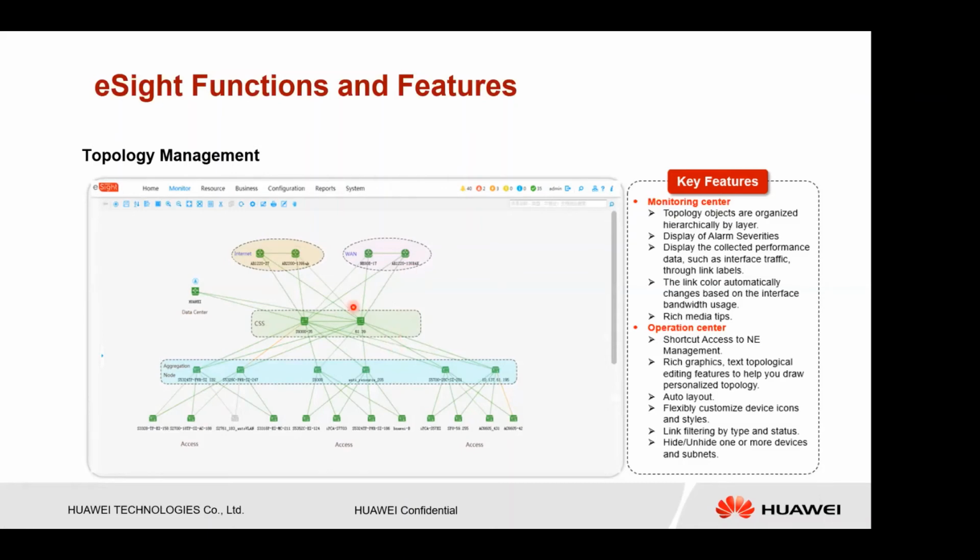Apart from that, from this topology management page, you can do shortcut access to the network management. You can just double click on the device. After that, it will redirect you to the device management page as I showed you earlier. You can also use your own layout, and there is some filtering you can also apply. And you can specify the device icon as per your network requirement. And also if you want to hide or unhide some of the devices, you can also use this topology management.